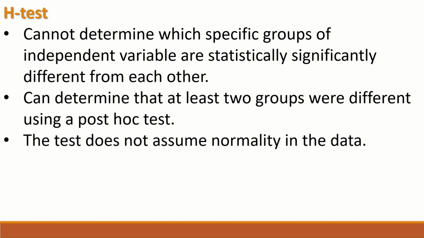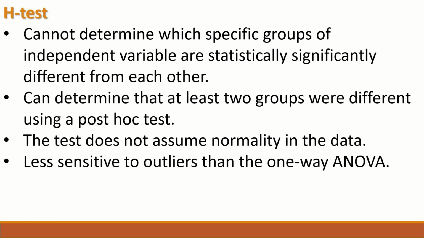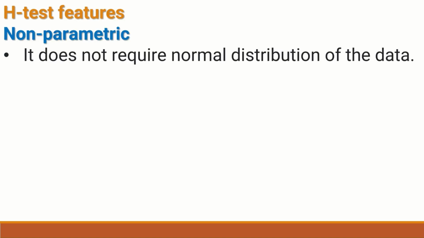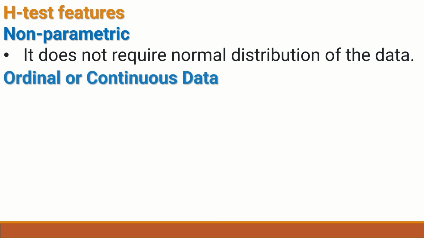The H test does not assume normality in the data, so it is suitable for data that are non-parametric. The Kruskal-Wallis test is less sensitive to outliers than the one-way ANOVA. Outliers are extreme low or high values that deviate from the other scores in the data set. The H test is used as a non-parametric test. It doesn't require a normal distribution of the data.